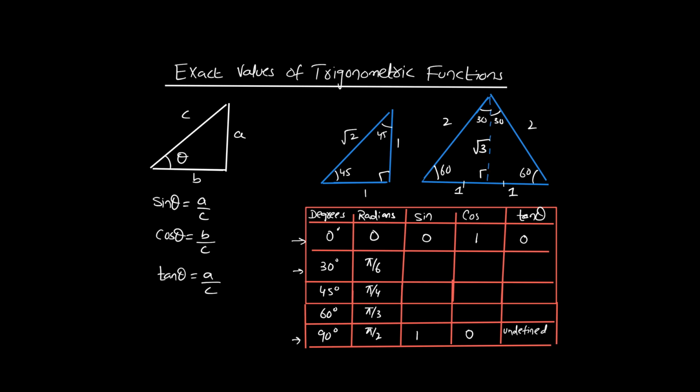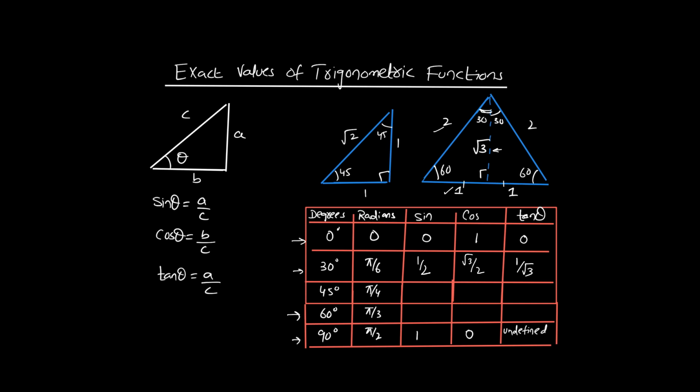So sine of 30 degrees, if you are considering this angle 30, sine theta is a ratio of opposite over hypotenuse, therefore 1 over 2. Cos 30 degrees is a ratio of adjacent over hypotenuse, therefore root 3 over 2. And tan 30 similarly would be 1 over root 3.